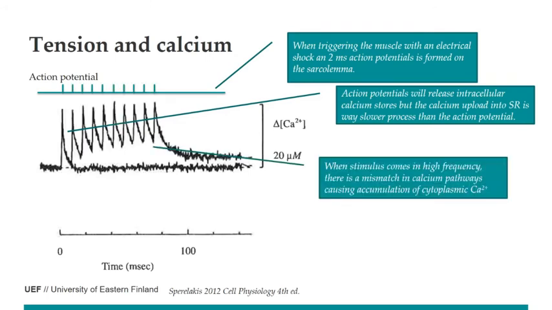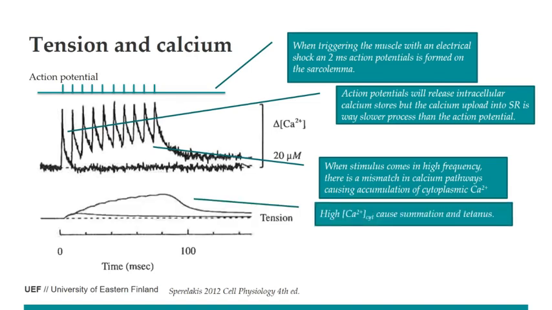And if you are having higher frequency, there is calcium that is not taken back up into the sarcoplasmic reticulum. So now there is a mismatch in these calcium pathways. You are releasing calcium into the cytosol, although there was also already some calcium. And this causes the accumulation of this cytoplasmic calcium concentration. And this caused then the summation and the tetanus of the contraction.